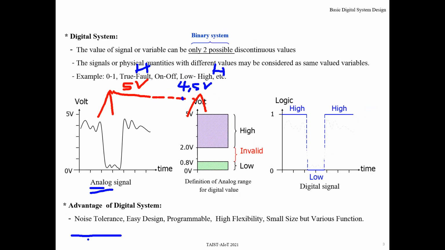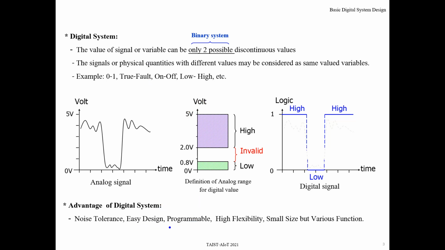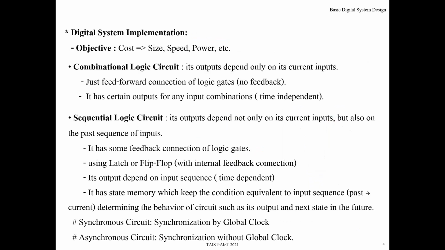So it's good for noise tolerance, and easy to design because the system involves only 0 and 1 values for each variable. And a digital system is programmable, with high flexibility, small size, but various functions, and so on. For digital system implementation, we must consider cost. Cost means size, space, and power, and we want to minimize it.